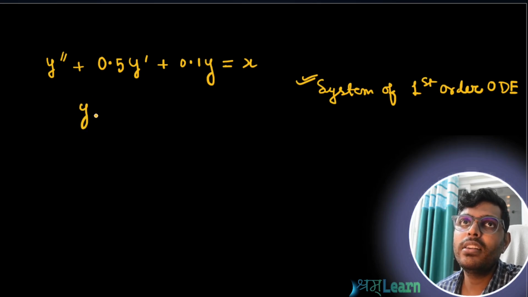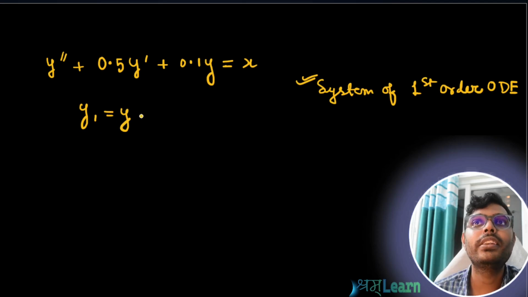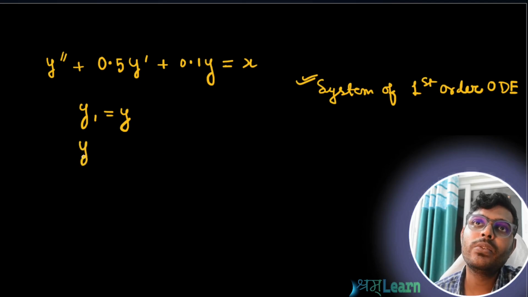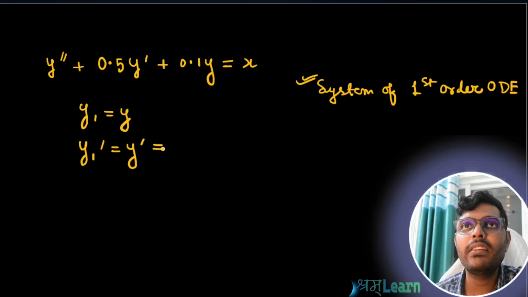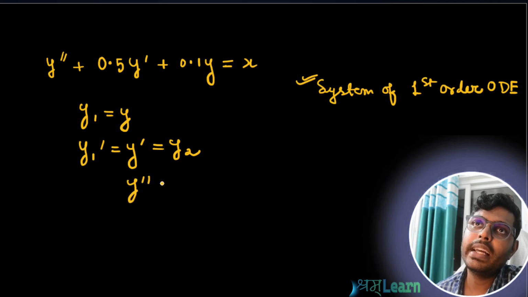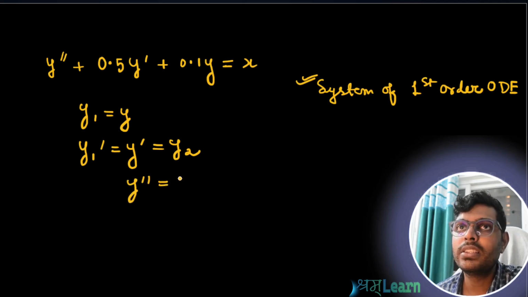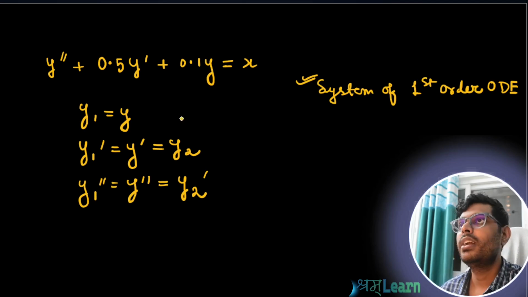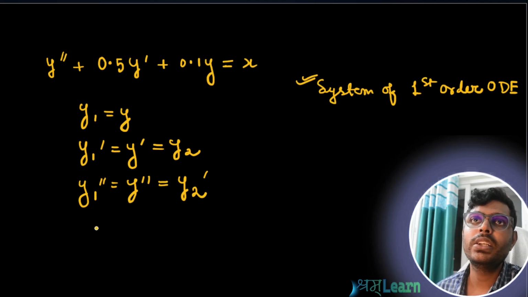I will call y as y1. If I do that, what is y1 dash? That is y dash, and I will call that y2. So what is y double dash? That is nothing but y2 dash, and that is nothing but y1 double dash. If I make this appropriate substitution in the above equation, what is going to happen?